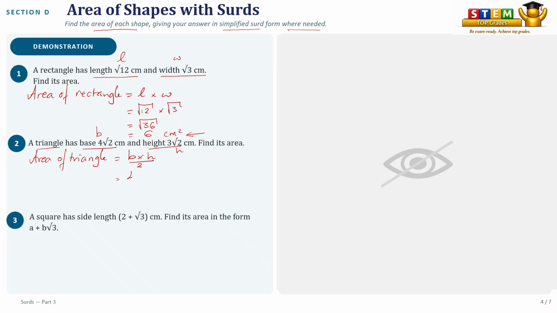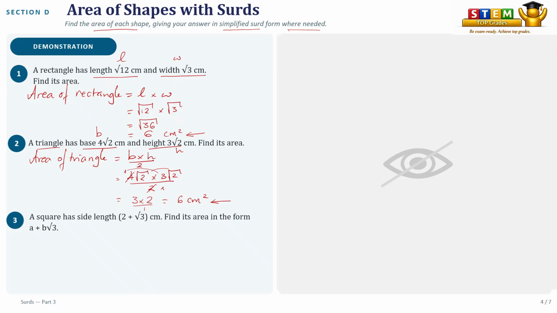So we're going to get 4 square root of 2 multiplied by 3 square root of 2, and then we divide this by 2. Now you will notice that you're going to get 4 divided by 2. Now 2 is common in both numbers, so 2 in 4 is 2, 2 in 2 is 1. And then we're going to multiply the rest. So root 2 times root 2 is going to give me 2, and then you've got 2 times 3, and that gives me 6 centimeters squared as the area of the triangle.